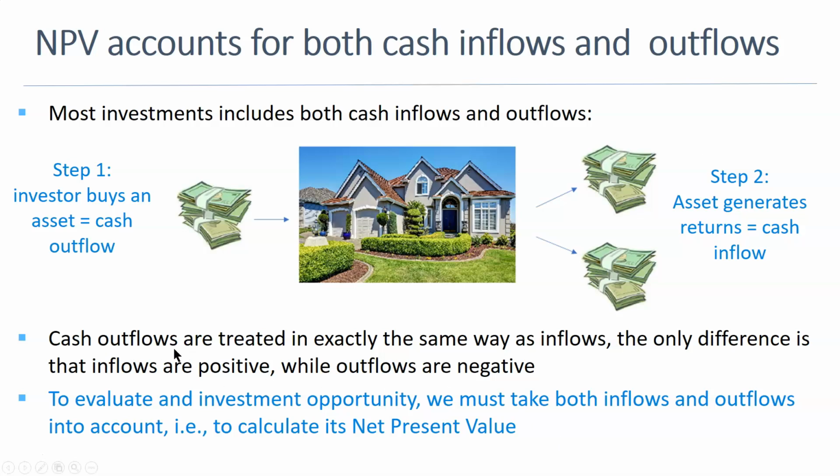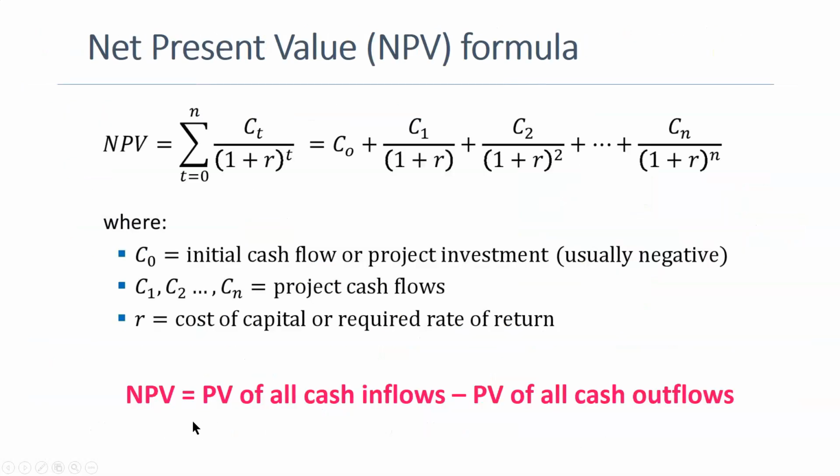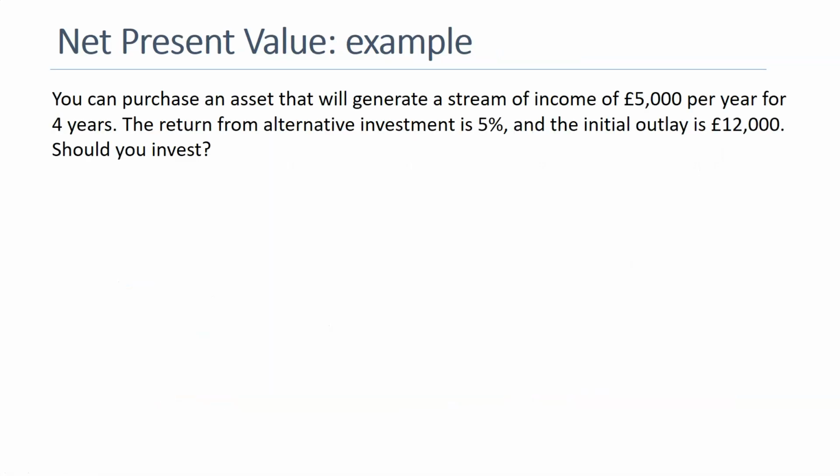And here outflows are treated in exactly the same way. The only difference is that this expenditure will be negative. Cash inflows will have a positive sign and cash outflows will have a negative sign. In other words, we take them both into account. That is why net present value can simply be calculated as present value of all cash inflows minus present value of all cash outflows. Let me give you an example to make it easier to understand.